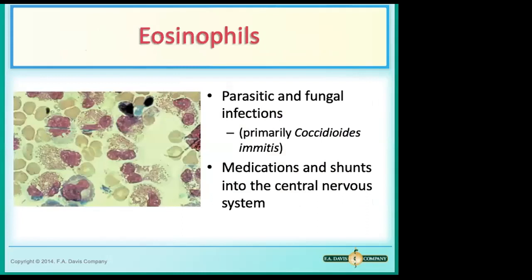Eosinophils, as you can see here in this picture, are seen in parasitic and fungal infections, and sometimes with medications and shunts into the central nervous system. This picture has a little bit of centrifuge distortion, so you see some vacuoles in here. Typically, you wouldn't see these vacuoles in eosinophils. Eosinophils are white blood cells as well, but they have a little bit of an orange tint because of their granulation. An increase in the number of eosinophils would be seen in parasitic and fungal infections.